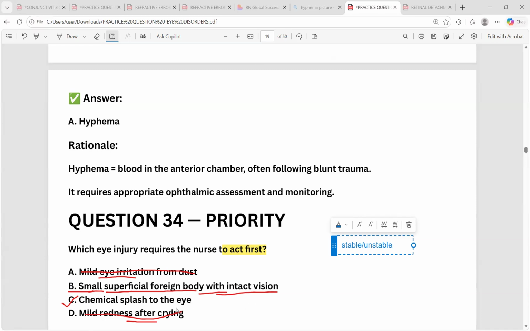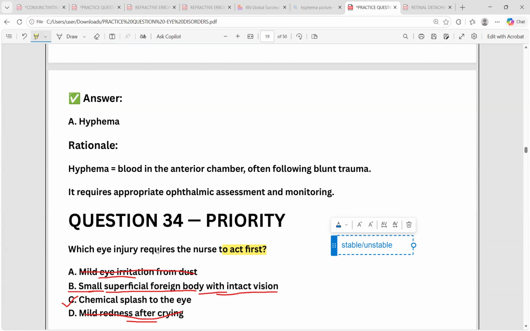So the best thing the nurse can do is irrigate the chemical splash patient, to remove the chemicals from the eye. So this comes within the nurse's scope, it is very good. We need to check the scope of practice also, what we can do first.